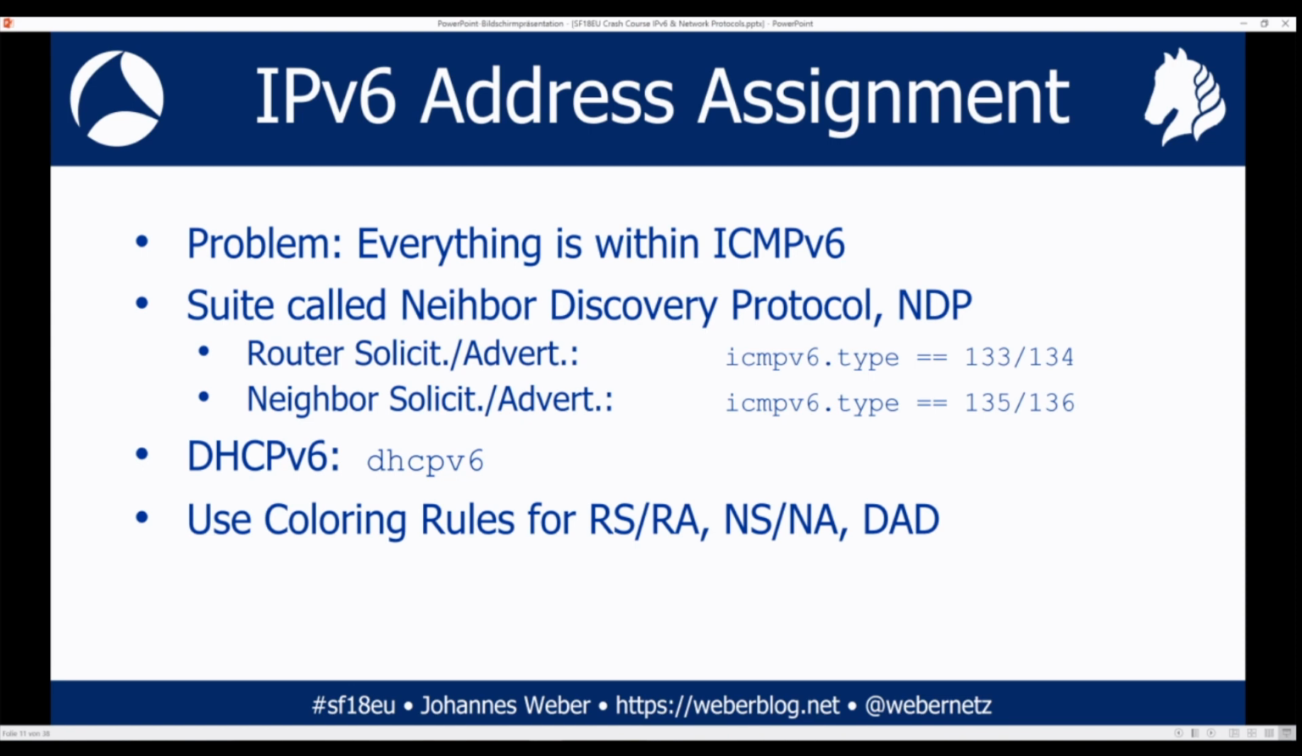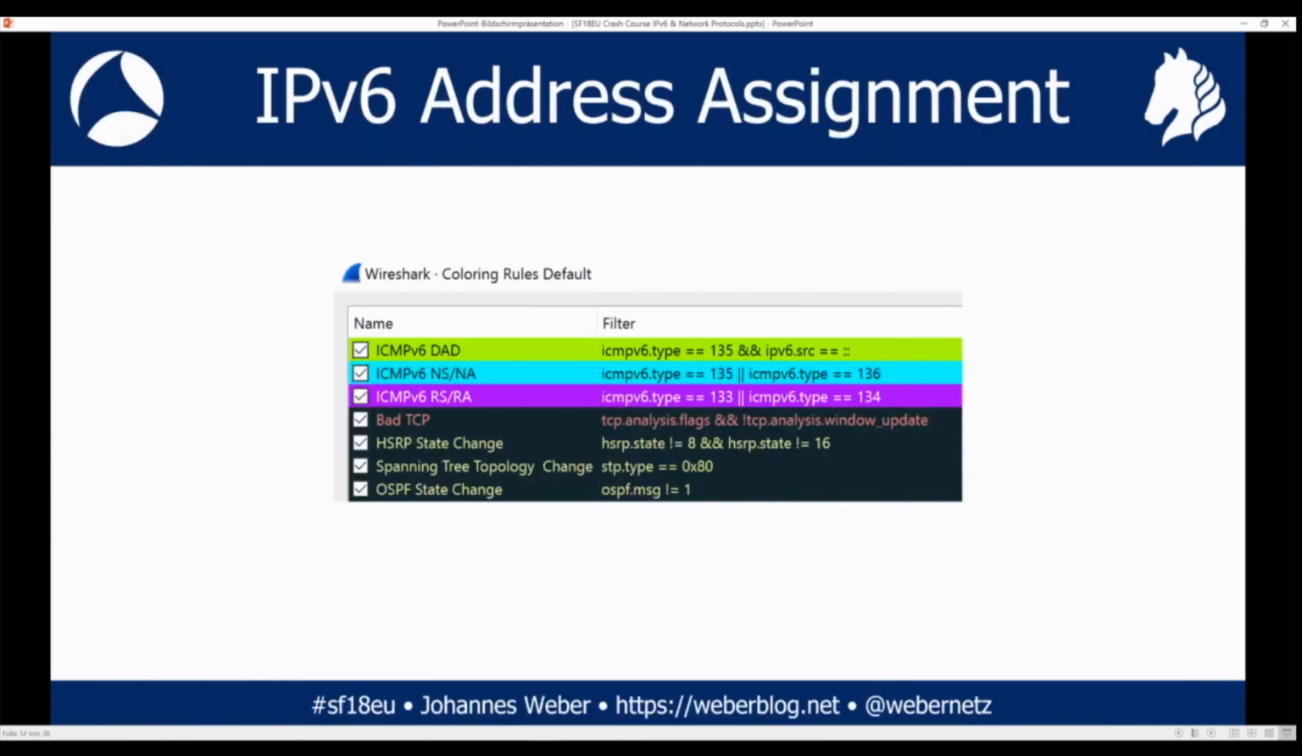And for DHCPv6, it's a little bit easier because it's simply dhcpv6. So what I'm using is coloring rules for exactly these. So that is, for example, what my coloring rules look like. The third line is the router solicitation and router advertisement. The second line is the neighbor solicitation and the neighbor advertisement.